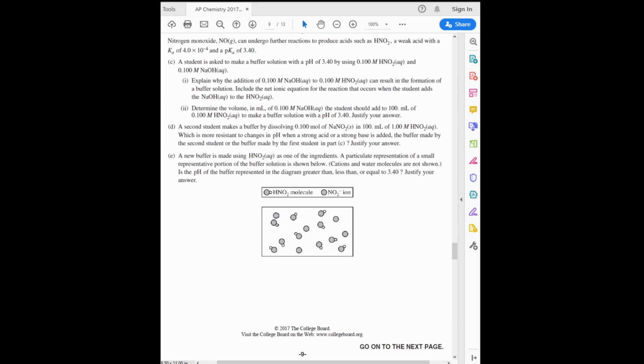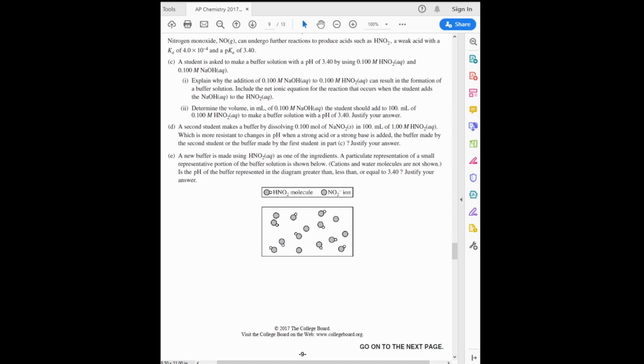So first things first, let's count how many of them we have. NO2 minus are these gray dots without the circles on them or without the hydrogens on them. We have 1, 2, 3, 4, 5 of those. Whereas HNO2, we have 1, 2, 3, 4, 5, 6, 7, 8, 9, 10. So we have twice as many HNO2 than we have NO2 minus.